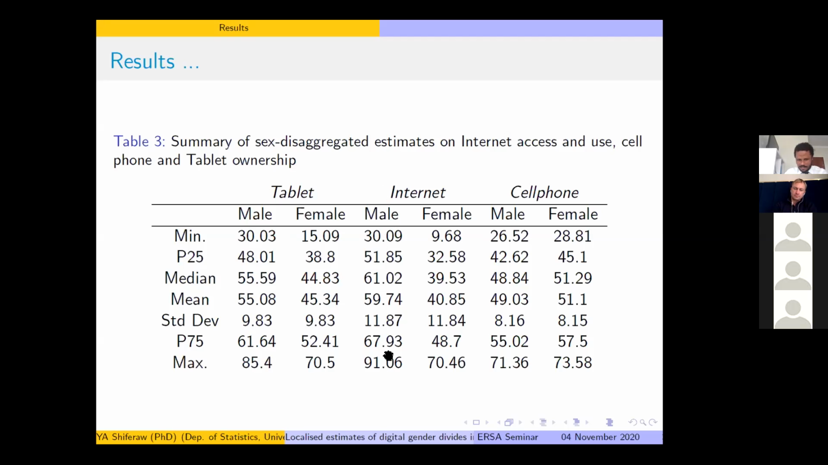Internet, similarly, girls dominate. Cell phone, yeah, somewhere. Look, I will just briefly go down and see this. There are some municipalities in which females have more cell phone access or ownership than males.